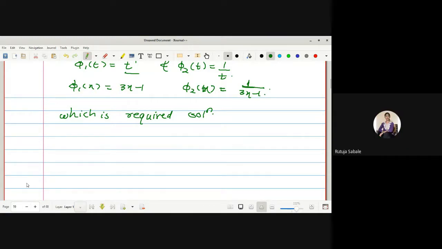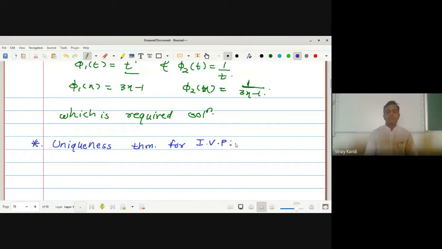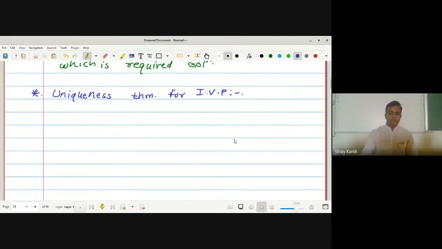No, sir. Okay, let us look at a theorem: the uniqueness theorem for the initial value problem. Now the next theorem, the uniqueness theorem for the initial value problem.